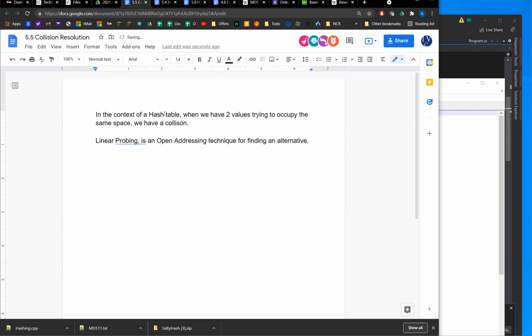All right, so quadratic probing. It's also an open addressing technique to find an alternative location to store the value.